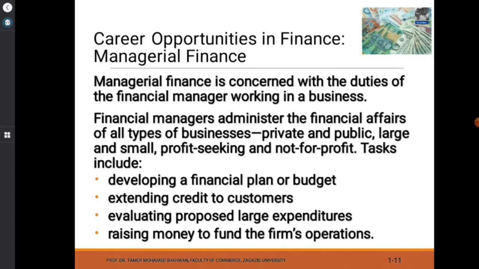In these career opportunities, managerial finance is concerned with the duties of the financial manager working in a business.